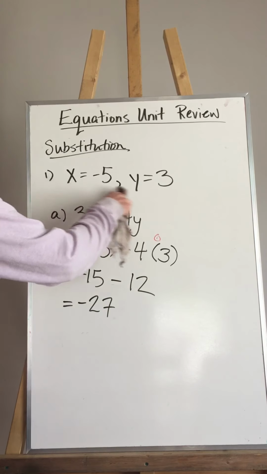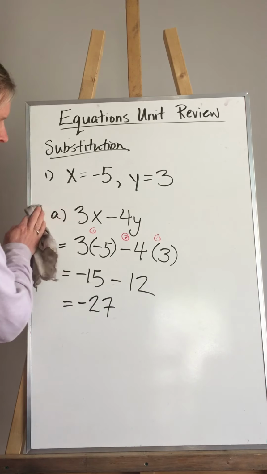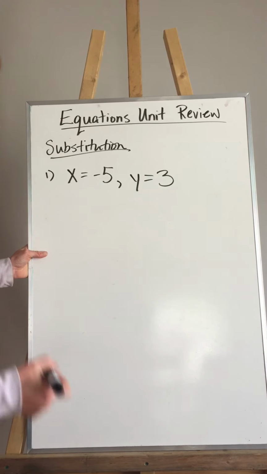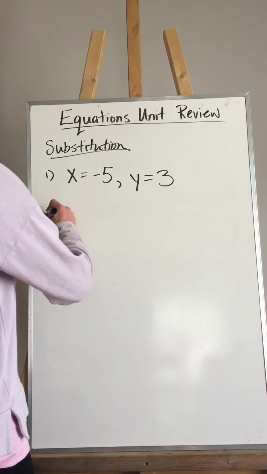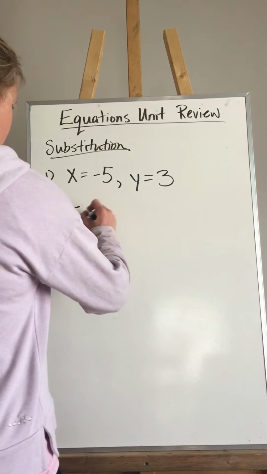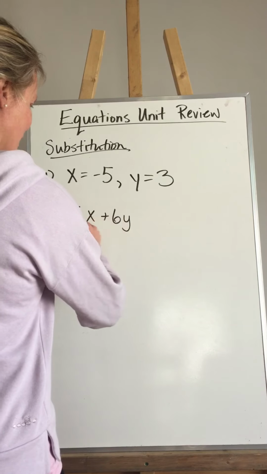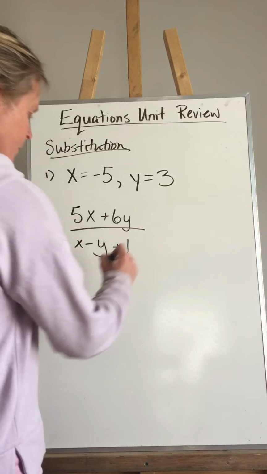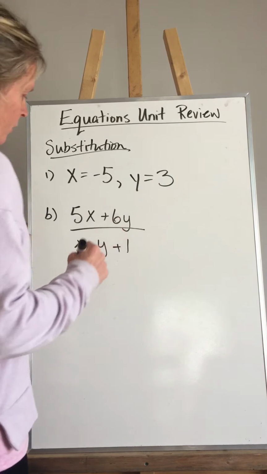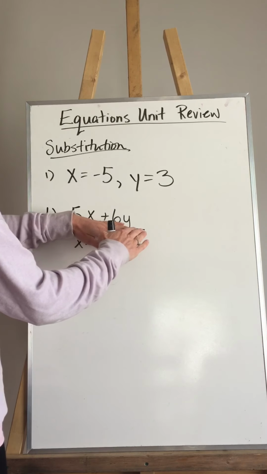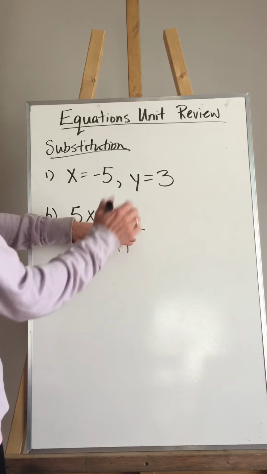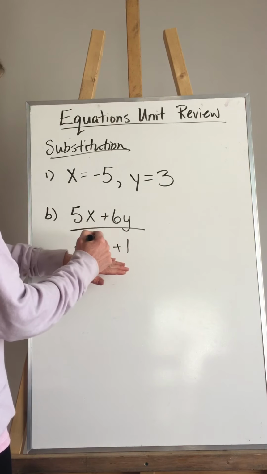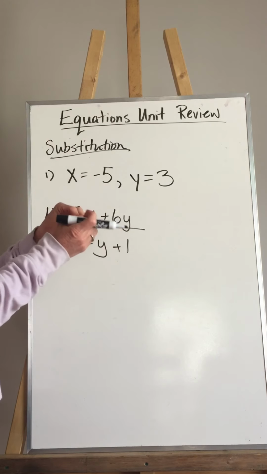Let's do one more. So we'll use the same variables here, but I'll do another question. The more the better, right? With any of this, the more practice, the better. So 5x plus 6y divided by x minus y plus 1. Okay, recall from our very first lesson of the unit that when we have an expression divided by another expression, we are going to solve the expression on the top, and then we'll solve the expression on the bottom, and when we get those numbers, then we'll divide, okay?